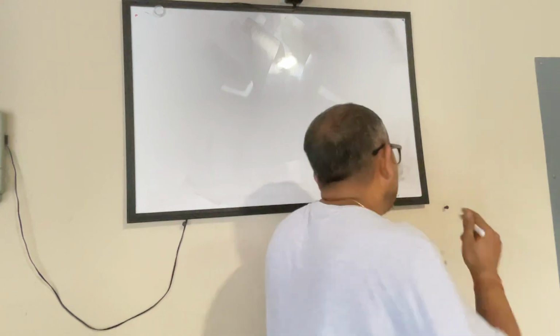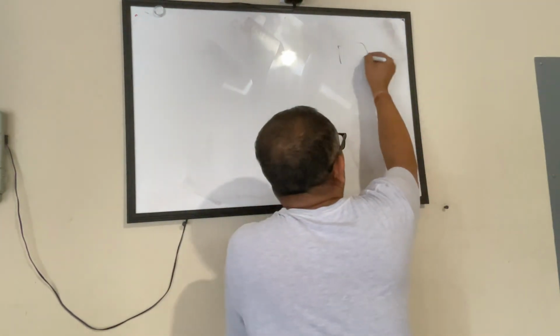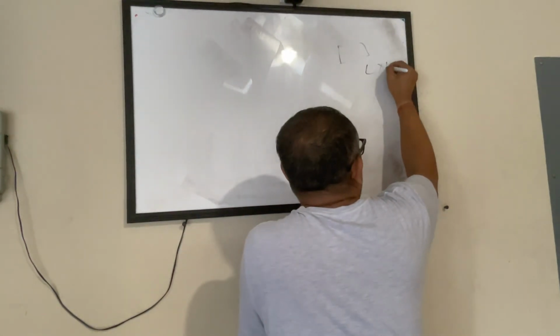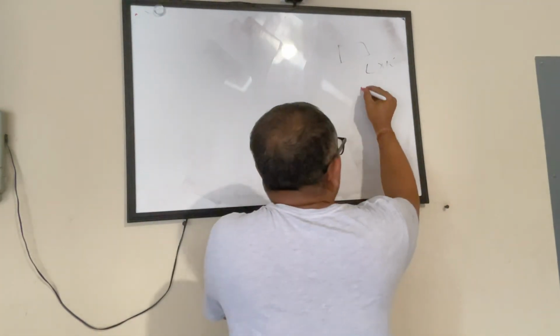So far we have learned four things. Area of a rectangle. Area of a rectangle is length times width. Then we learned area of a square. A square has all the sides same. So the area of a square is length square.